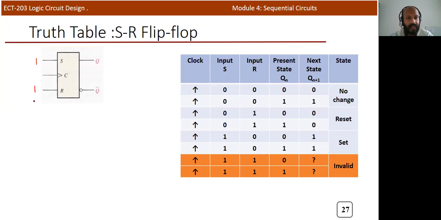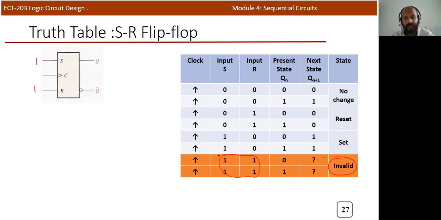So there will not be any input like S and R both 1. If S and R both occur, and if Qn is 0 or 1, we cannot say the output value. It can be 0 or 1, so we cannot conclude. So we'll consider the last case, 1 1. SR equal to 1 1 we'll consider as the invalid possibility. Due to this problem, SR flip-flops are not that common.